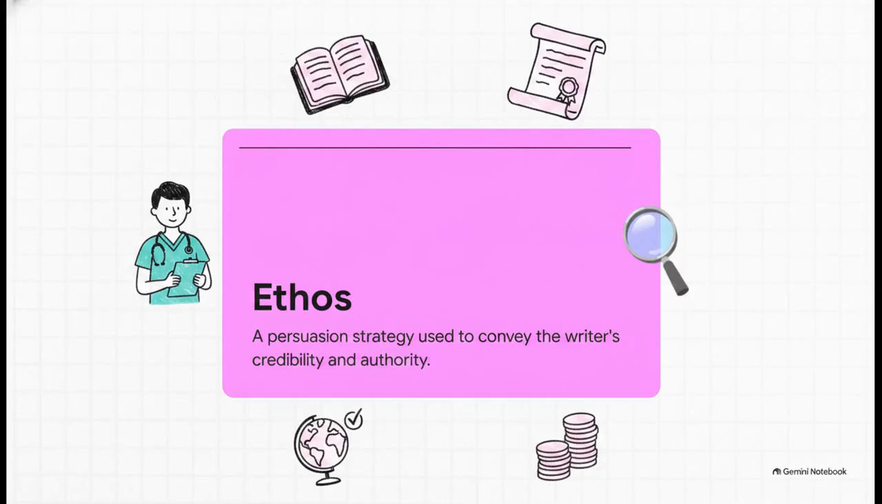The third ancient tool is ethos. Ethos basically asks the question, why should I trust you? A media maker uses ethos to prove they have the credibility, authority, and qualifications to be talking about an issue. If you're reading an article about a new vaccine and it's written by a top immunologist citing a reputable hospital, well, that is a massive appeal to ethos.